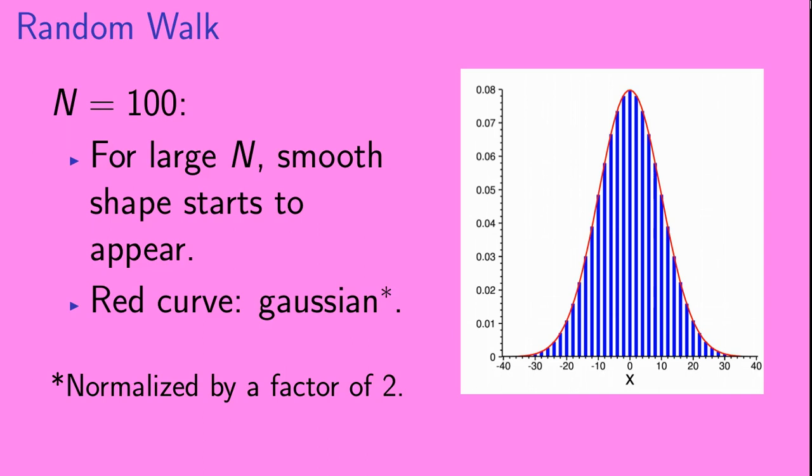Okay, so lastly, let's look at the case where n is equal to 100. For the case where n, the number of steps, is very large, a smooth shape starts to appear in the distribution. Here we've overlaid in red a Gaussian function, and you can see that it fits the distribution quite well.